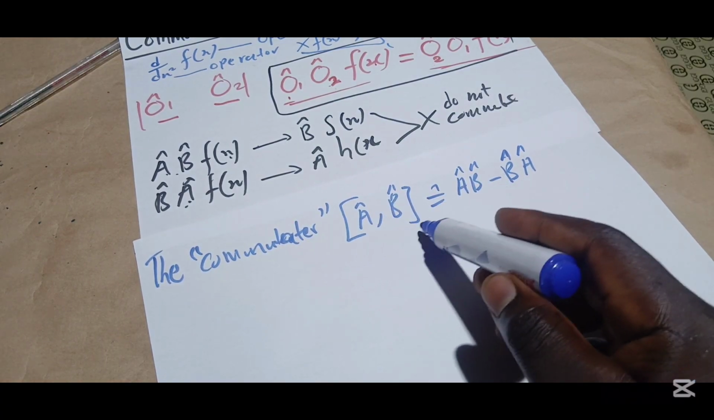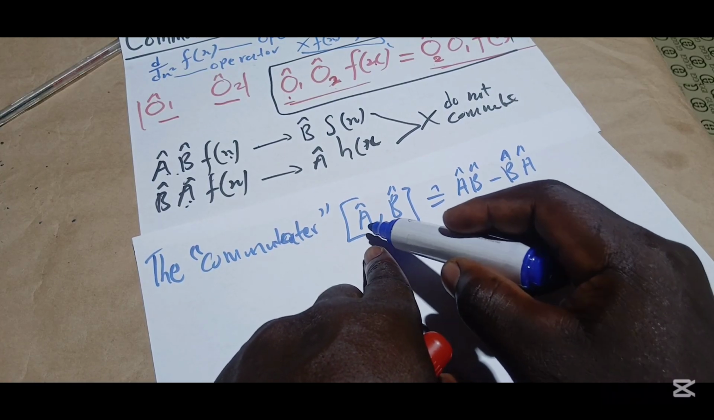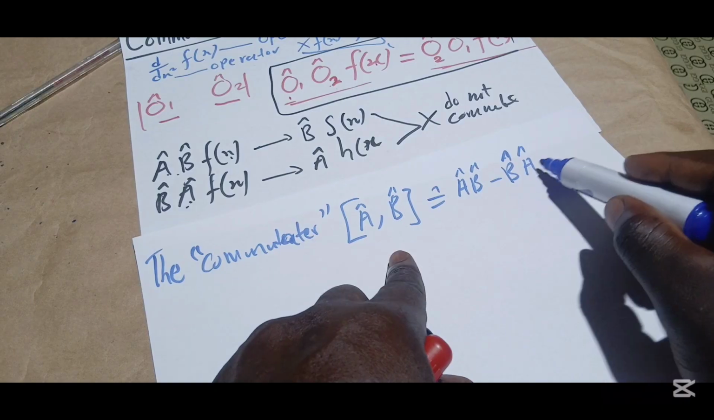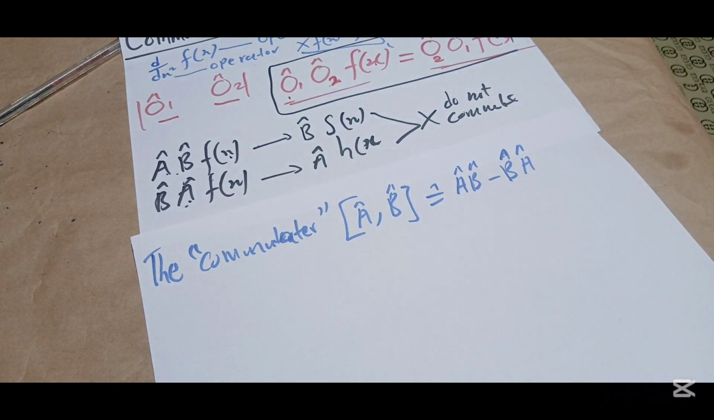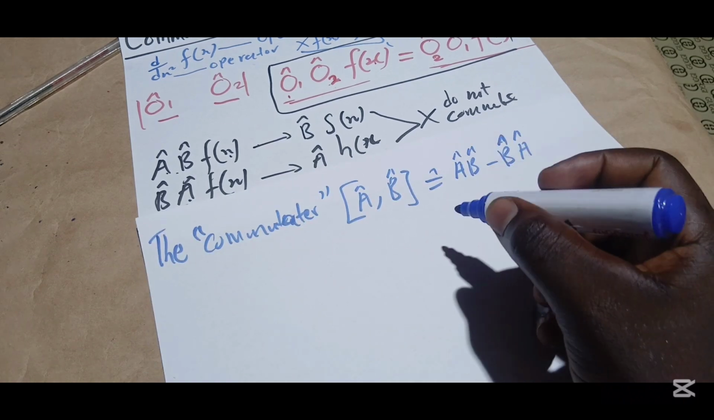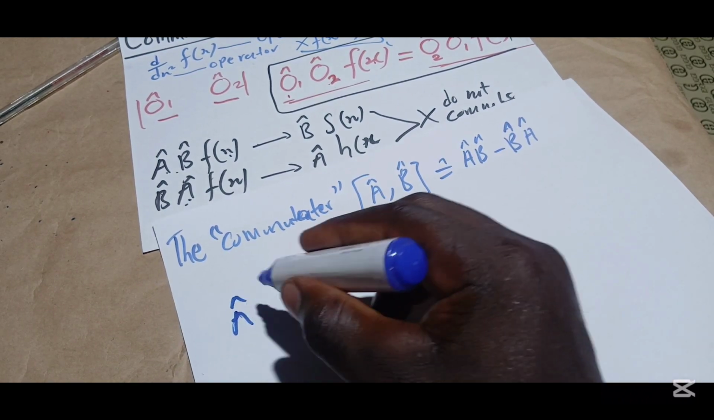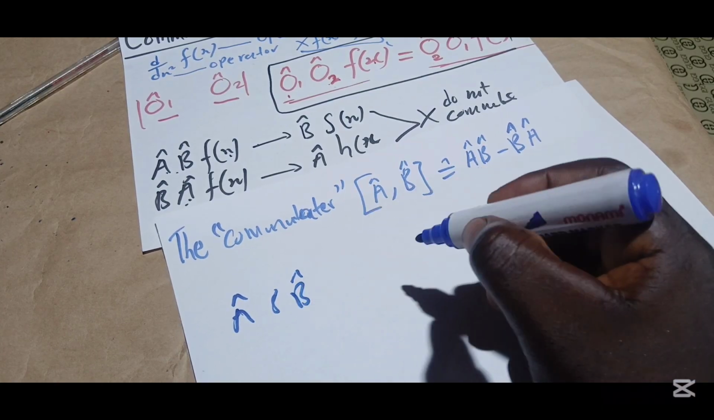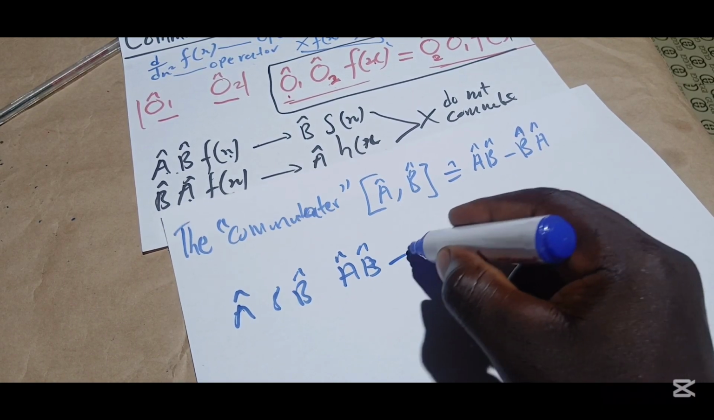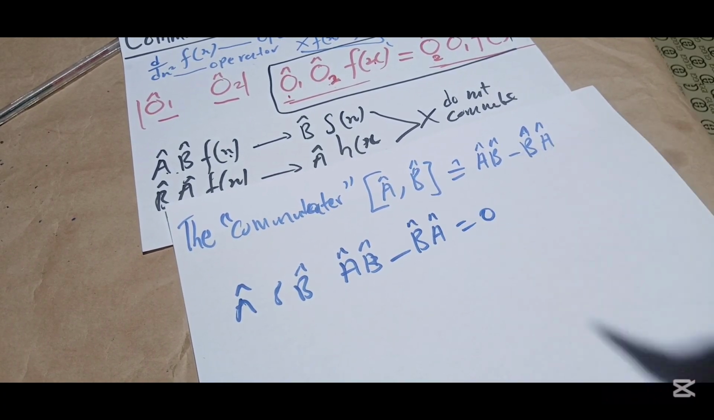So if you see something like this, it means that we will have the difference between A operating on B and B operating on A, right? So if A and B commute, then A operated on B minus B operated on A should give us 0.